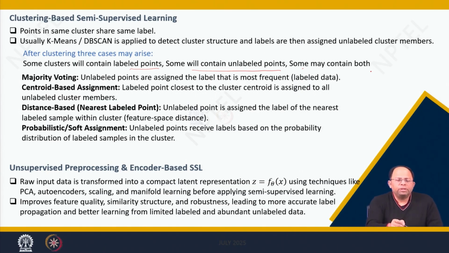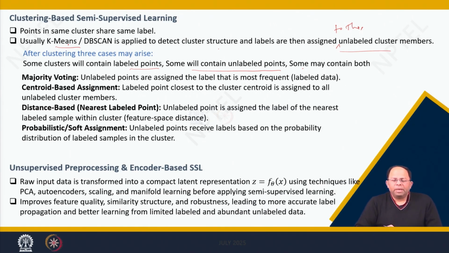Here we usually use the k-means or DBSCAN clustering algorithm to detect cluster structure, and labels are then assigned to the unlabeled cluster members. That is how it works. Of course, you will ask me what k-means and DBSCAN are, but that will be covered in unsupervised learning, in the next module. Once those lectures are done, you can always come and revisit this.